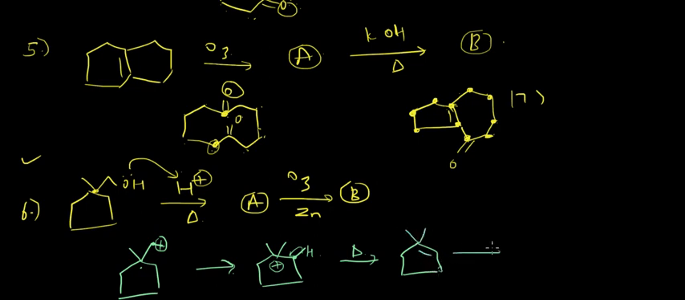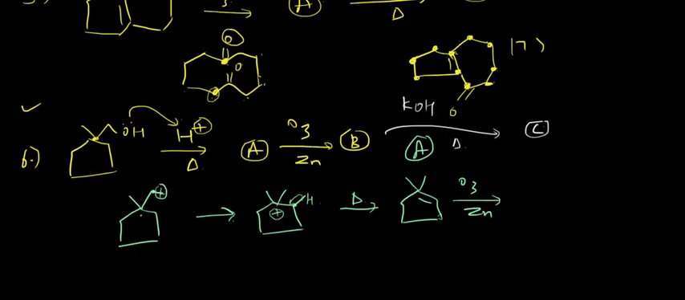Okay, next, this is the product A, when we are reacting it with, okay, so let me draw the C product as well. When we are having KOH and heating, we get product C. Okay, we have to determine all the products.